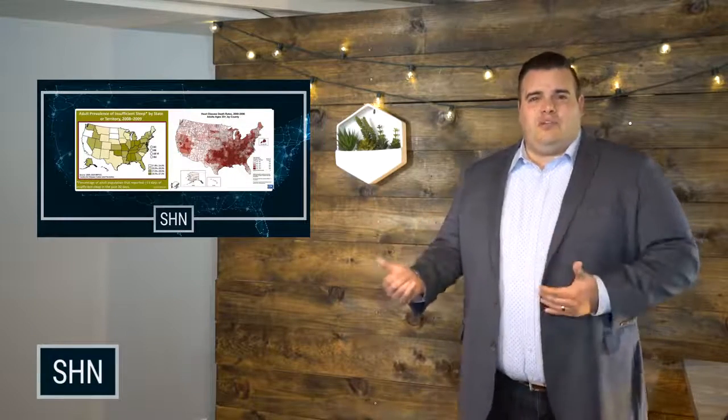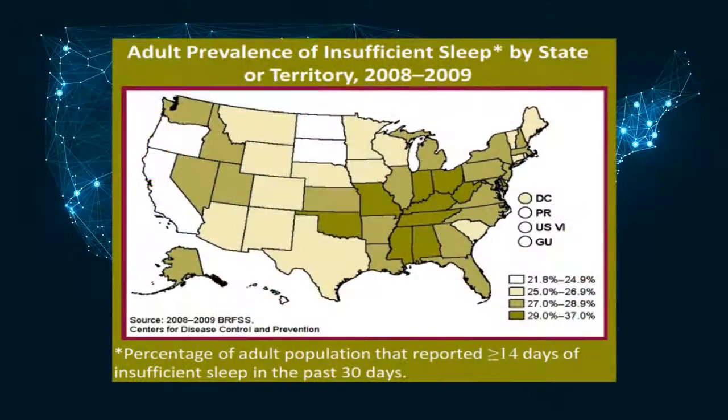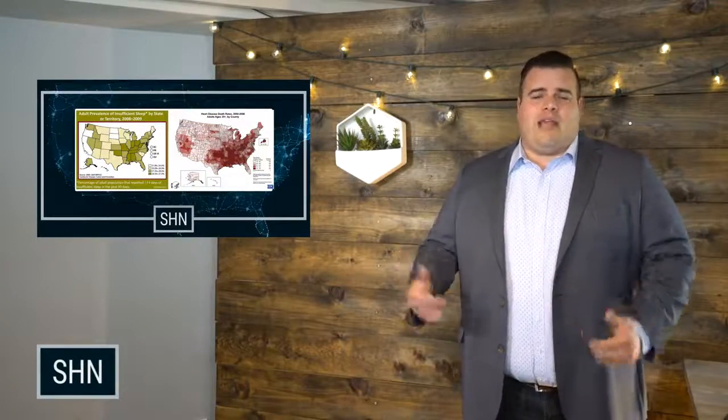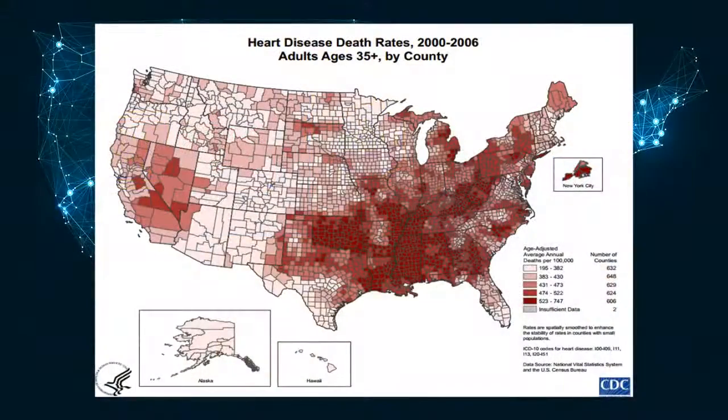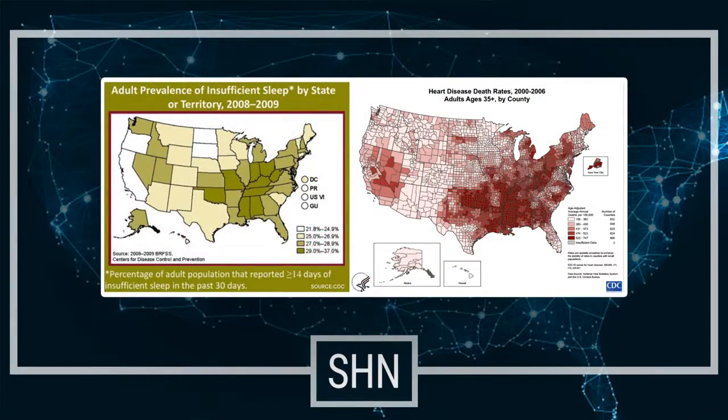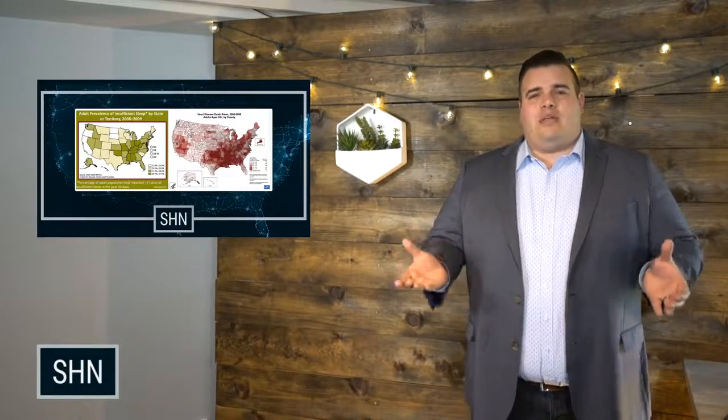As you can see from the picture on the left, the darker the color green, the higher percentage of people with insufficient sleep. Now that's a self-reported statistic of people that have had insufficient sleep or are tired more than half of the month. On the image on the right, you can see that the darker color represents increased heart disease death rates. And you can see that the darker green also correlates with the darker red. So the pattern in the United States and the prevalence of insufficient sleep and heart disease death rates directly coincide.